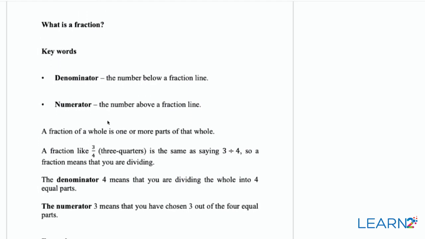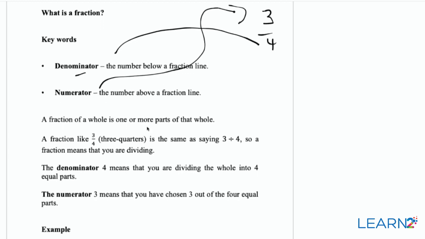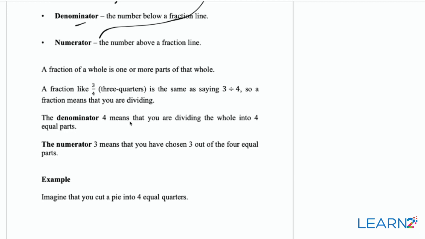So, getting to some key words. When we look at a fraction, for example, 3 divided by 4, the number at the top of the fraction is called the numerator. So this 3 is referred to as your numerator of your fraction, whereas the denominator is the number at the bottom. A fraction of a whole is one or more parts of that whole. So a fraction like 3 over 4, we can say 3/4, is the same as saying 3 divided by 4. So a fraction really means that you are dividing.